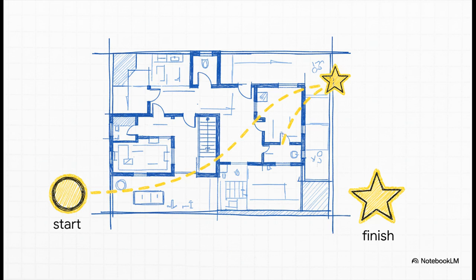The very best digital experiences are meticulously planned. They're built on an invisible blueprint that guides you from the moment you open the app to the moment you get what you came for. And that blueprint has a name. It's called a user flow.